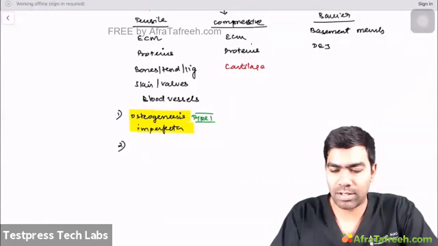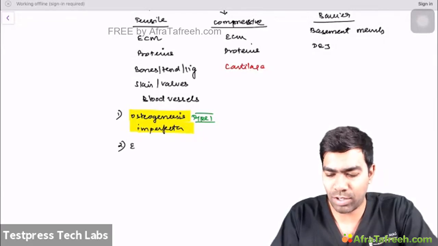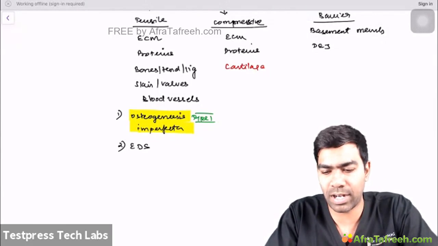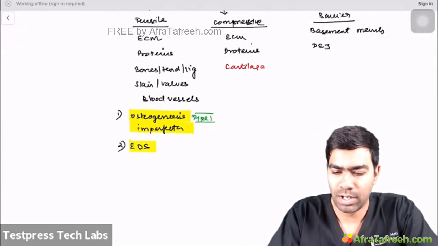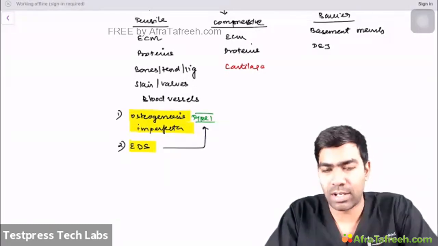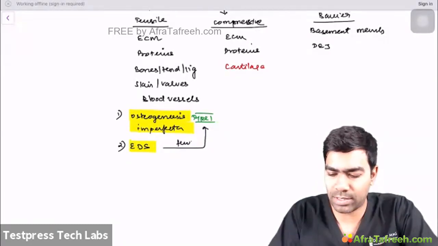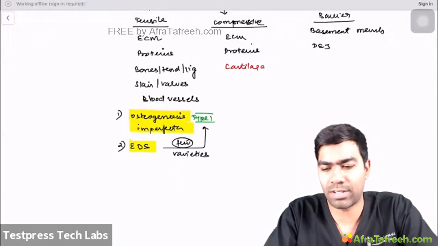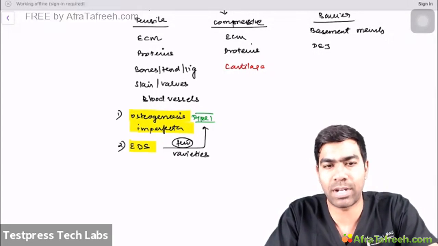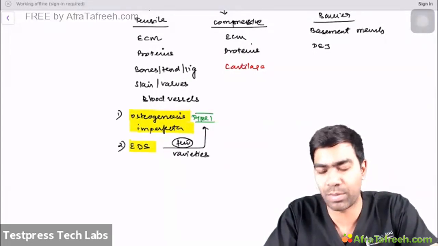And second, we have something called Ehlers-Danlos syndrome. I'm going to write it as EDS, that is Ehlers-Danlos syndrome. Once again, the problem typically will be in type 1 collagen in most cases. But I'm telling you, a few varieties of Ehlers-Danlos syndrome will have problems in type 1 collagen, but we have something called the vascular type of Ehlers-Danlos syndrome, which has problems in type 4 collagen, type 3 collagen, which we'll be discussing subsequently.